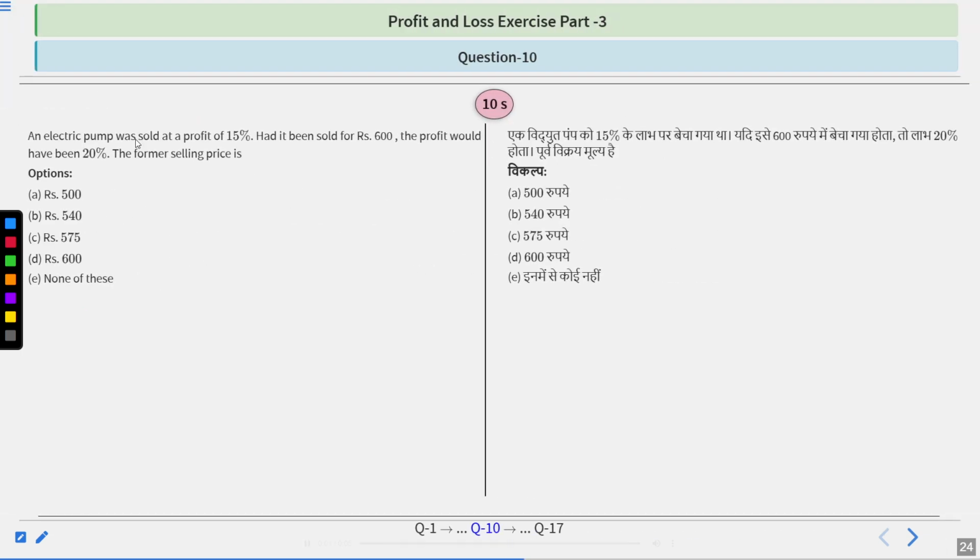An electric pump was sold at a profit of 15%. Had it been sold for rupees 600, the profit would have been 20%. The former selling price is? You have 5 options and 10 seconds to analyze the question. Your time starts now.